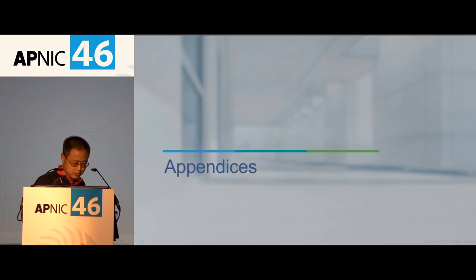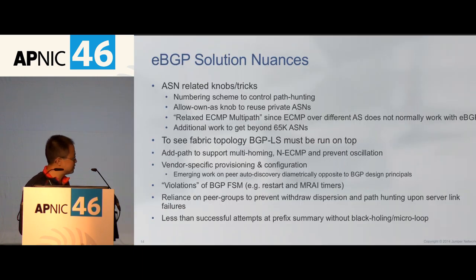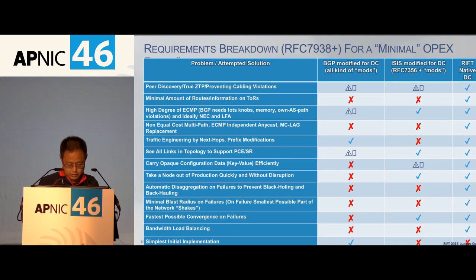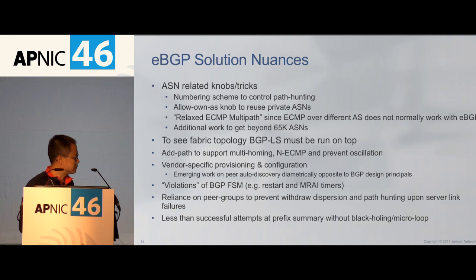I also mentioned there are some slides about eBGP solution nuances. I'm not going to go through them, but I just want to point out some comparisons. You can go through those slides at your leisure. So again, RIFT is a new protocol that the IETF is actively working on with vendor and operator participation. It combines the advantages of link state routing and distance vector routing and removes the disadvantages of those protocols. It specifically addresses the problems of existing solutions, whether IGP or eBGP. So that's basically my presentation. I welcome any comments, here now or offline. Thank you.